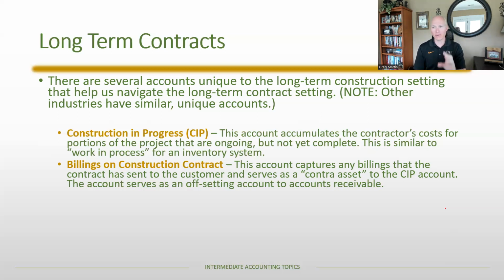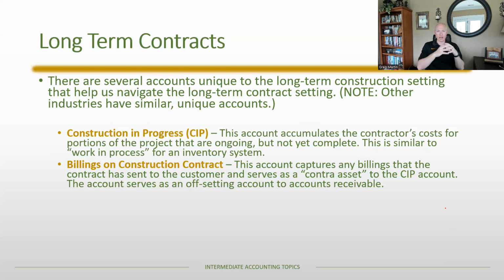But I want to be very, very clear. It is not an asset. The asset is the receivable. That's the asset. This is a contra asset. And essentially what you have then is you have costs growing in your CIP account, and you have billings growing in your billings on construction contract account, and they offset each other. And so when you see it reported, usually it's a net of the two. Either the CIP is a little bit more, or the billings are a little bit more, who knows, but the two kind of marry together through the process.